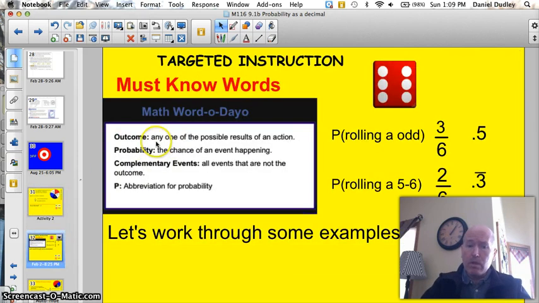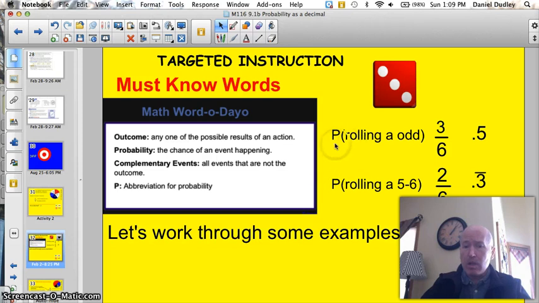Quick review. Don't forget that an outcome is any one of the possible results of an action. Every time I spin this dice, there's a 1 in 6 chance I'll get one of those numbers. So it could be a 1, a 2, a 3, a 4, a 5, or 6. Those are all my possible outcomes. The probability then is the chance of that event happening.